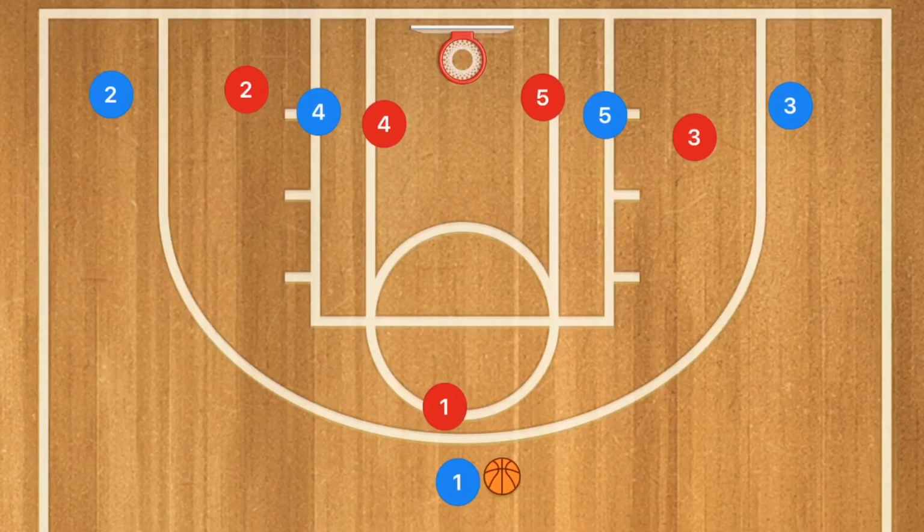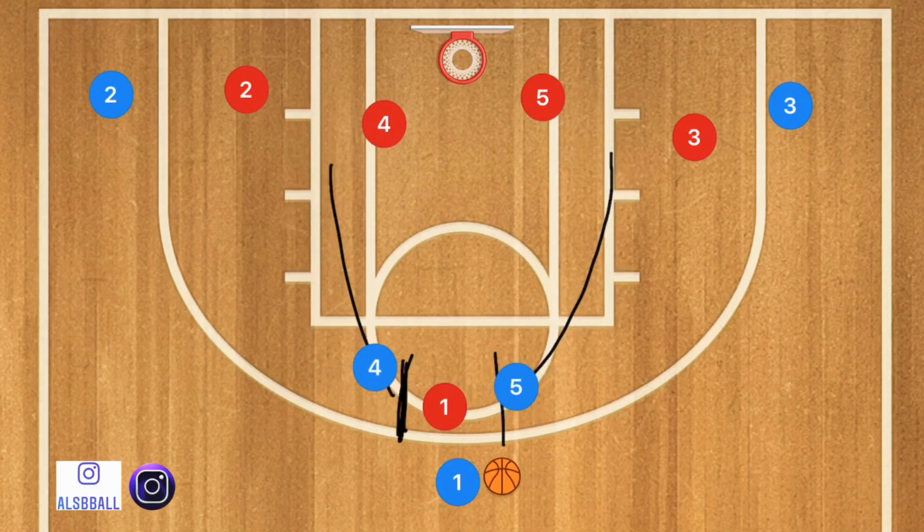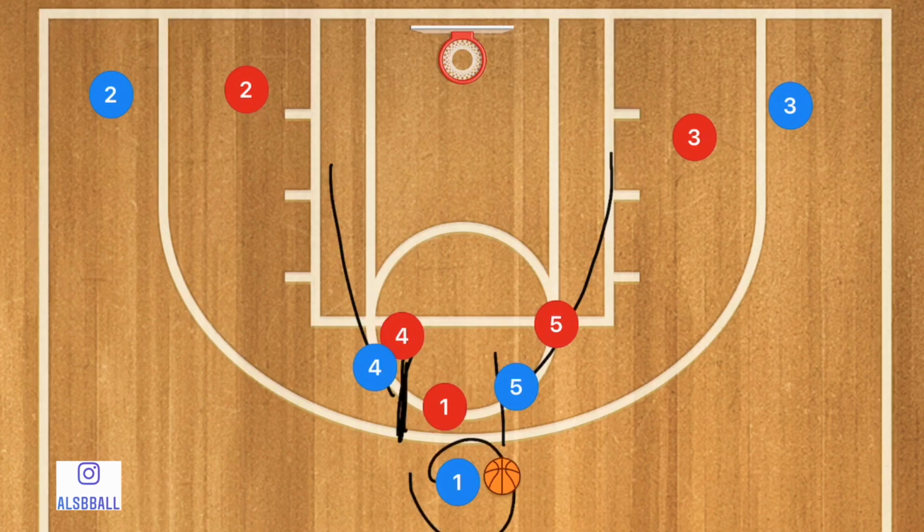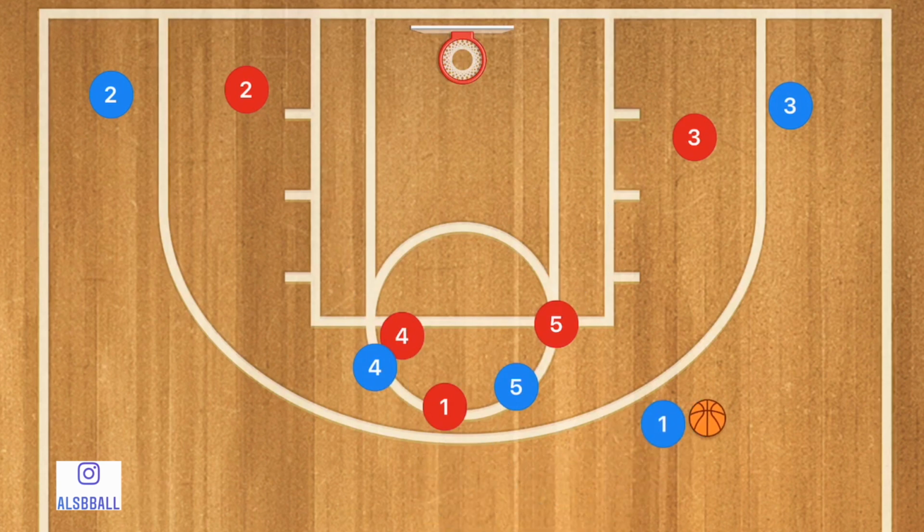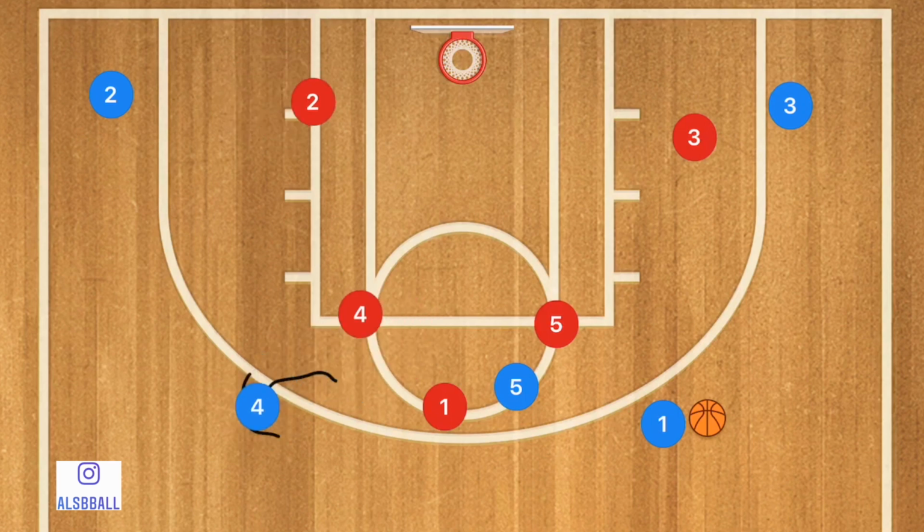So first in this play, what we're going to be having is players 5 and 4. They're going to be running up and setting a screen on either side of player 1's defender. Once they set those screens, player 1 is going to choose his side. Let's say he chooses going right. What's going to happen there is player 4 is going to pop out towards the 3-point line, and we're going to be having player 5 roll towards the basket.